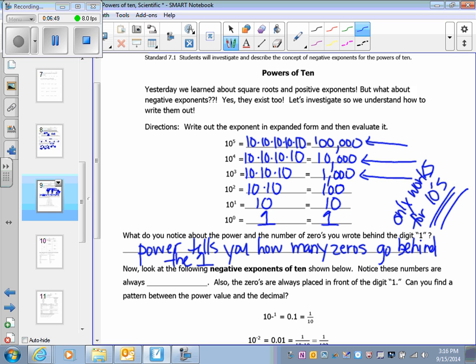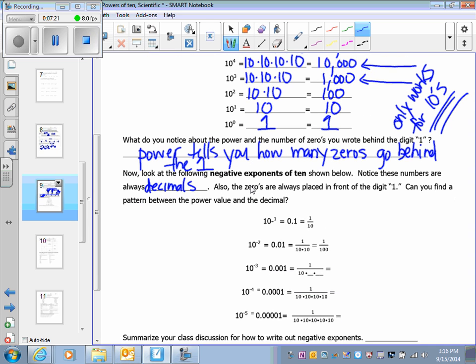So let's look at some negative exponents. Now look at the following negative exponents of 10 shown below. Notice that these numbers are always decimals. Also, the zeros are always placed in front of the digit 1. Can you find a pattern between the power value and the decimal? Okay, so the negative powers do not mean a negative number. Okay, they do not mean a negative number. Okay, they mean that the value is a decimal or it is small.